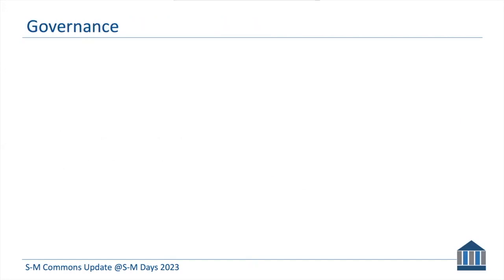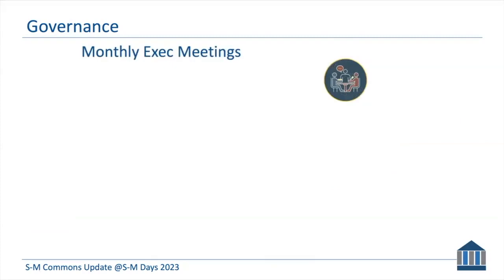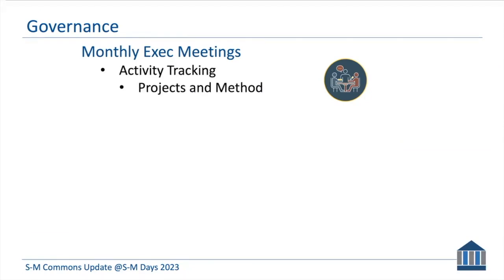So what governance is occurring in the community? The primary activity in this area is the monthly executive team meetings that involve Court, John Wolf, and myself. These meetings typically involve two general topics. The first is tracking the activities of interest in the community. This includes tracking various ongoing projects, potential projects, and method-related activities. And of course, tracking cuts across the different schools of practice.